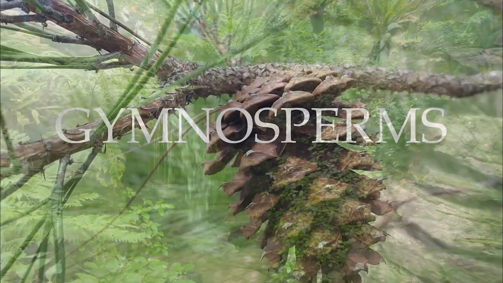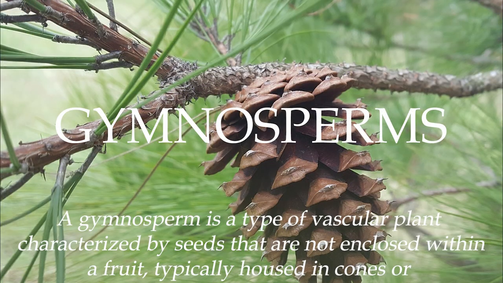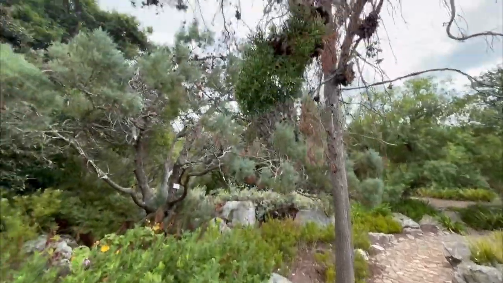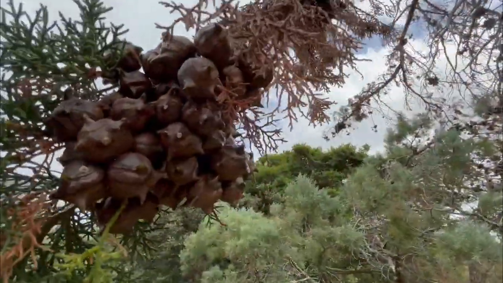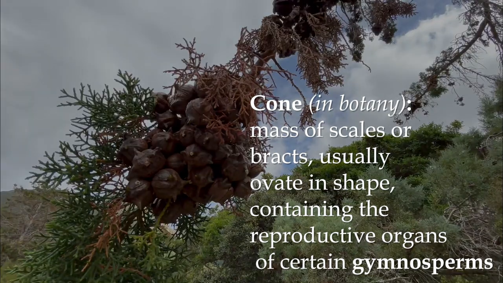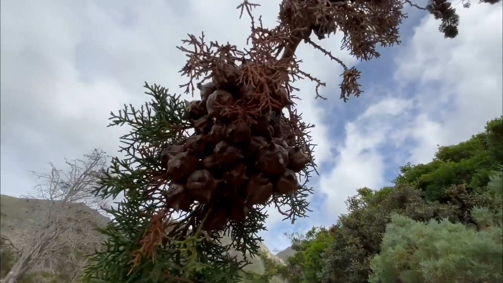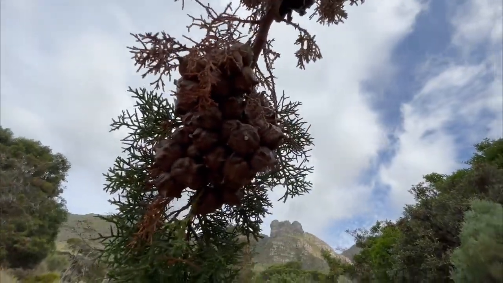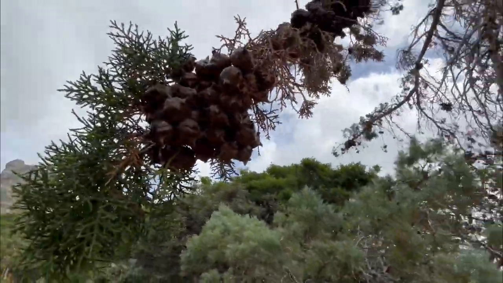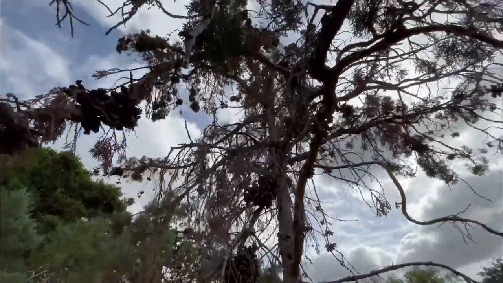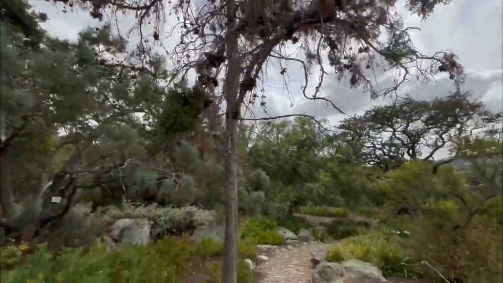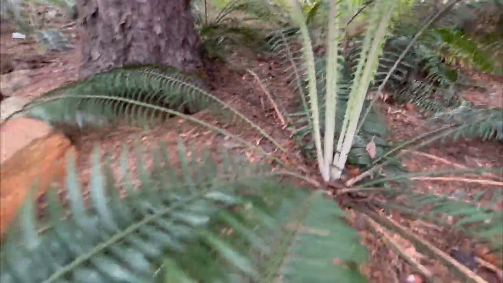Now on to gymnosperms. These are typically cone-bearing plants including conifers, cycads, and ginkgoes. They are seed plants commonly found in a variety of habitats, from temperate forests to arid deserts and alpine regions. They produce naked seeds, typically housed within cones or similar structures, and are well adapted to colder climates and harsh conditions. Gymnosperms reproduce using both haploid and diploid structures.